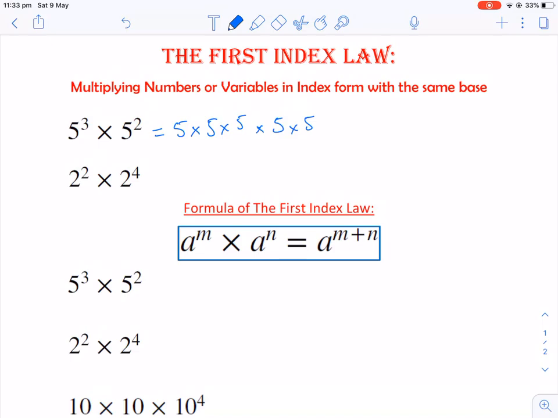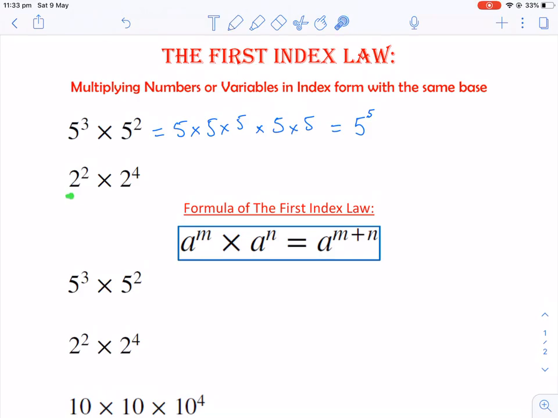And now we have to bring these back into the index form again. So the base is still 5, but what is the index? We have to count how many 5s are in here. 1, 2, 3, 4, 5. There are 5 number 5s. So the index is a little number 5 on top of the big number 5. So 5 to the power 5.